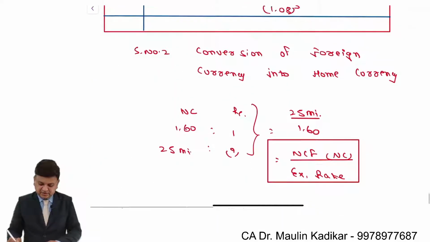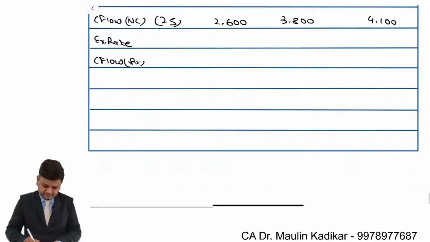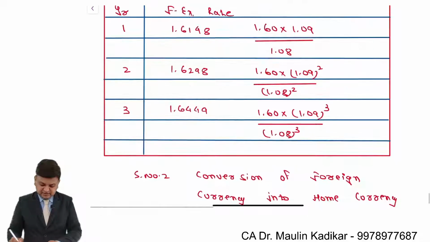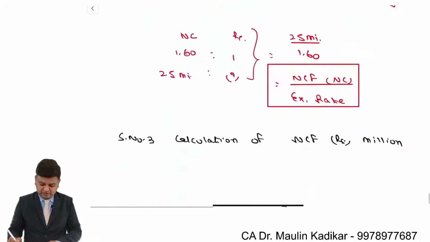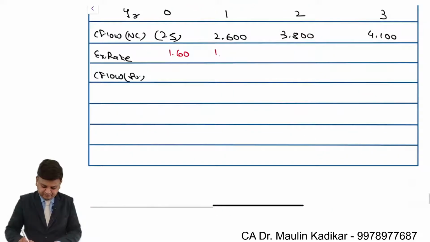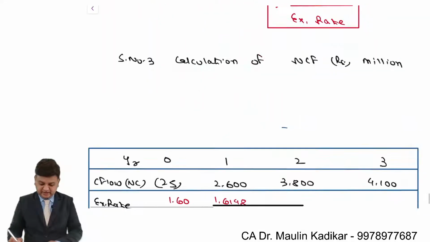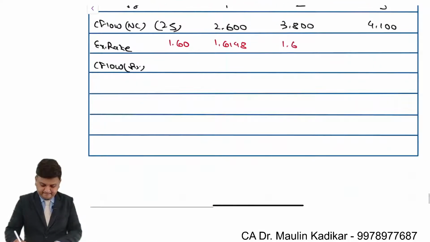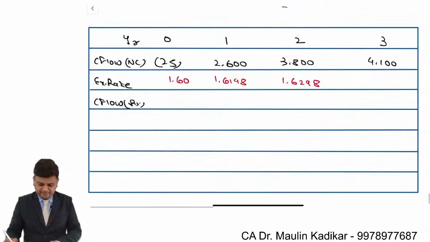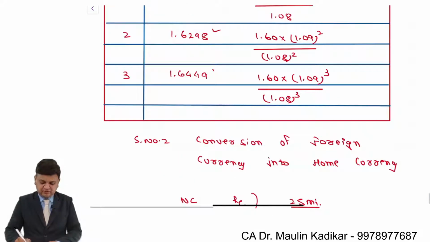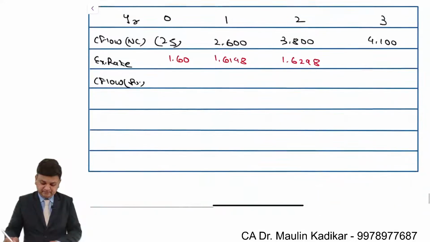So for year 0 it is 1.6. For end of year 1 it is 1.6148. For end of year 2 it is 1.6298. And for the third year it is 1.6449.